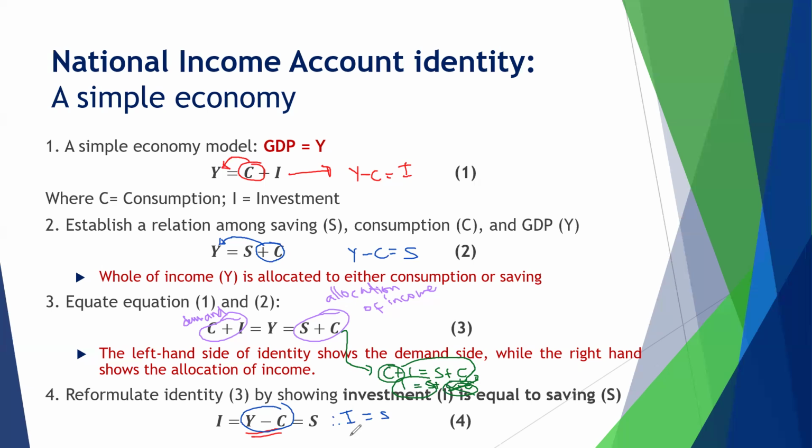So in reformulating identity 3, we show here that investment is equivalent to savings. What you save will be used for investment, or even the investment comes from your savings. That is why they are equal. And this is only true for a simple economy. I hope that's clear.